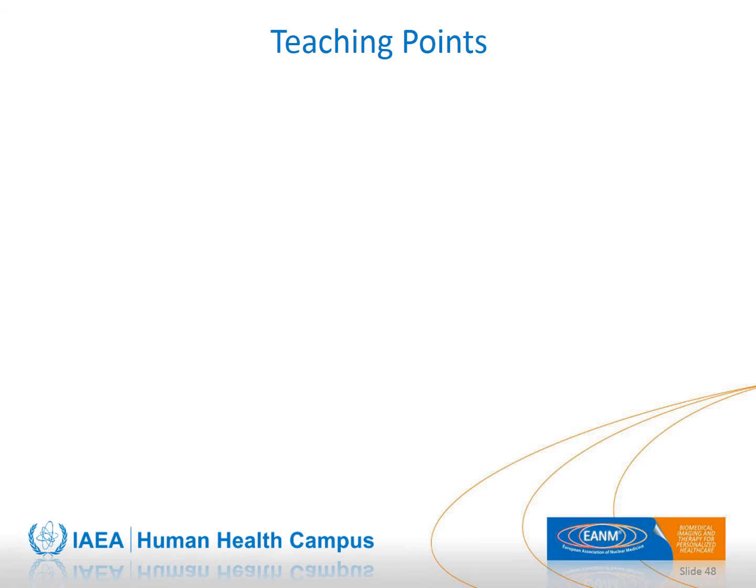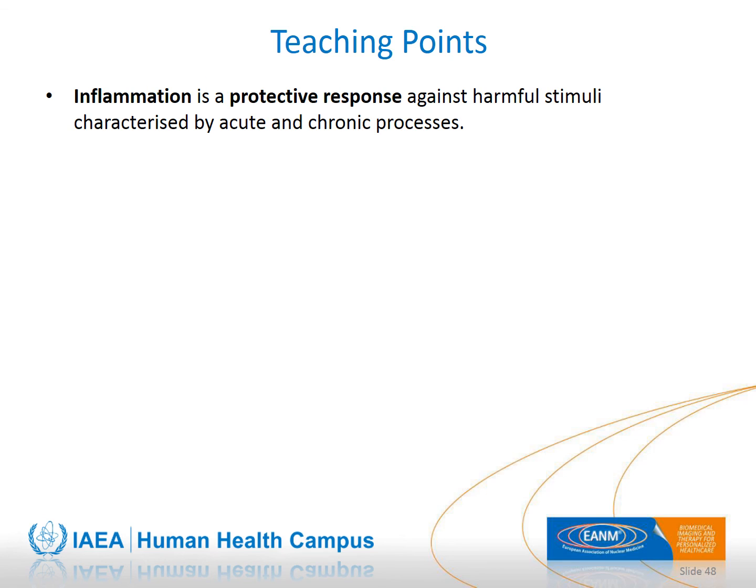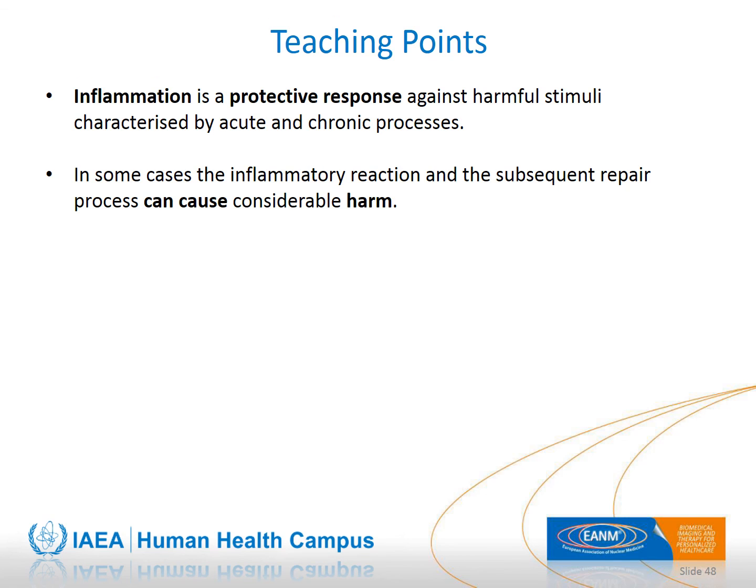So if we go through what we've learned today, inflammation is the body's protective response against harmful stimuli. It can be acute or chronic. While most inflammatory processes aim to resolve the tissue to its original state of functionality, some inflammatory processes can actually cause considerable harm. This can be due to fibrosis, which leads to a loss of function.